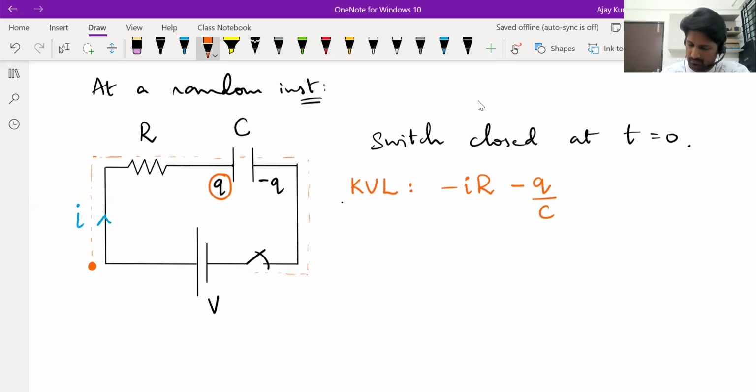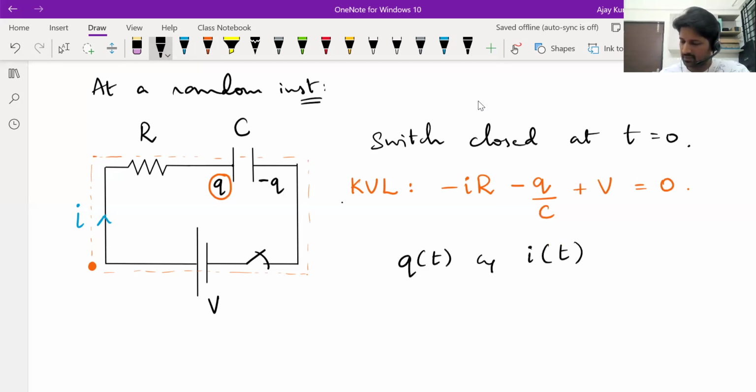Continue moving along the loop. The next element, plus V. You're going from the negative terminal to the positive terminal, so plus V is equal to 0. That's the KVL equation for this loop, correct? Now, what is our aim now? Our aim is to derive charge as a function of time and current as a function of time. We want to find out how much charge gets accumulated on the capacitor in how much time. Now, consider this KVL equation itself.